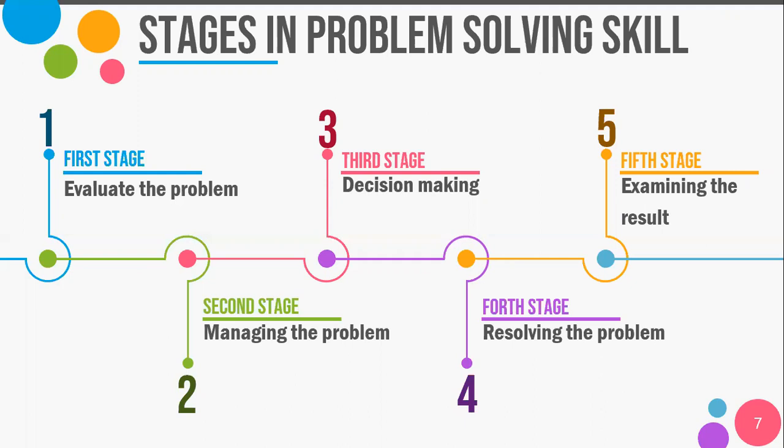Third is decision making. Because in order for you to solve the problem, you must come out with a decision. But not all decisions suit a problem. The fourth stage is resolving the problem from the decision that you made before. And lastly is examining the result, whether the decision that you made in the third stage can solve the problem that you evaluated in the first stage. That is the importance of the last stage, examining the result.